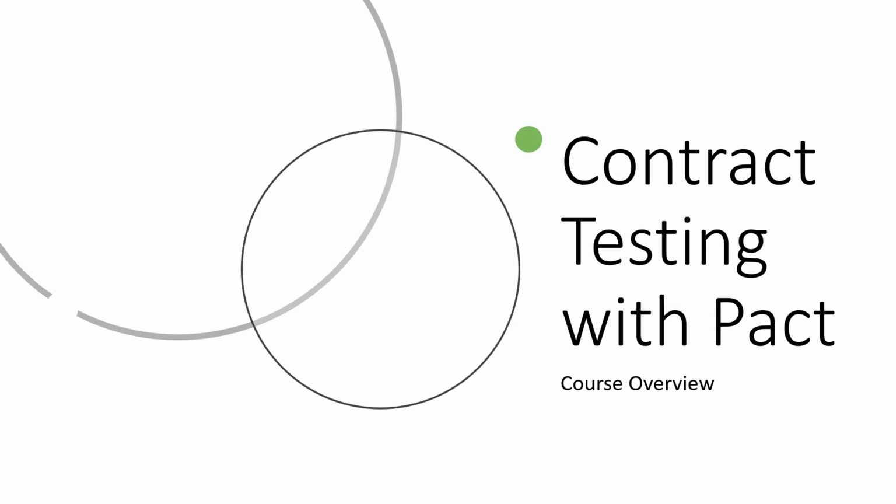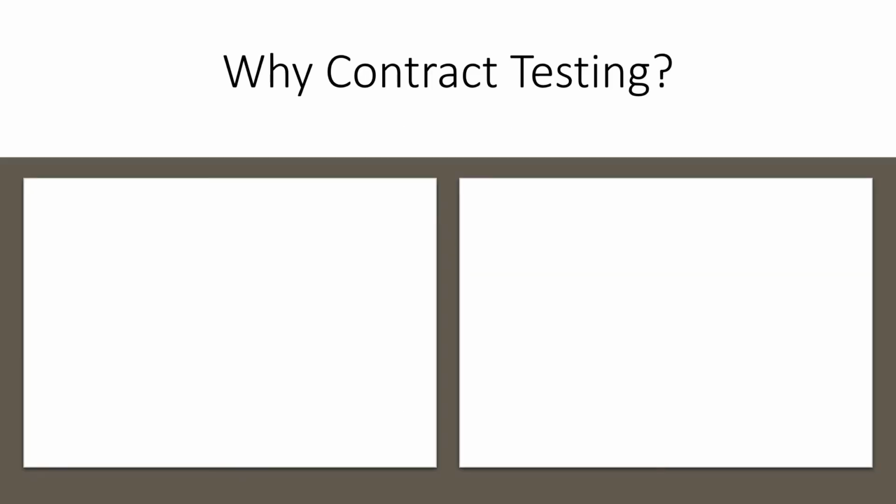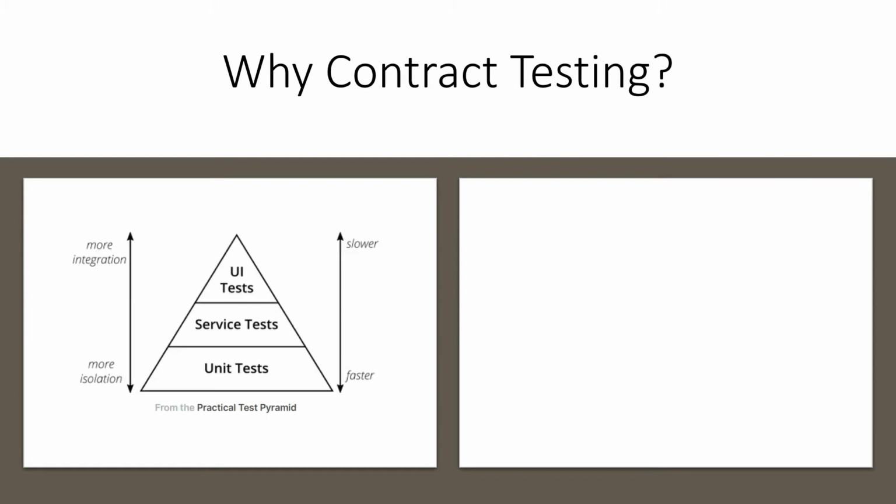Before starting with the course content, we need to understand why contract testing exists, what the use of it is, and why companies are moving towards it. Currently, organizations are accepting the pyramid based test model. In the pyramid based test model, there are more unit tests and fewer UI or integration tests.